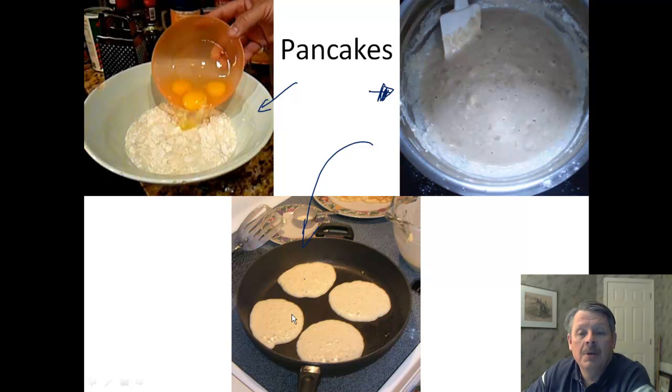And then they become very edible and very tasty, especially if they include chocolate chips, which these clearly do not have, but mine always have chocolate chips.